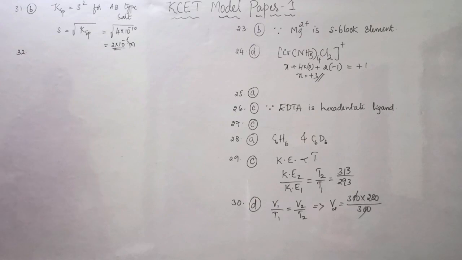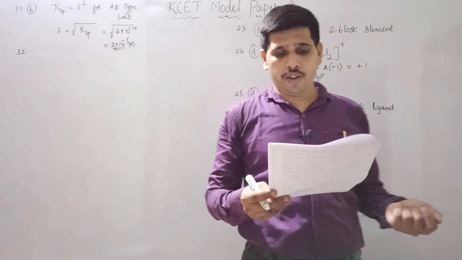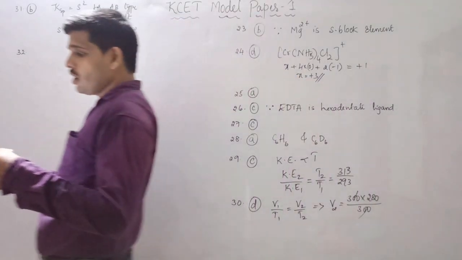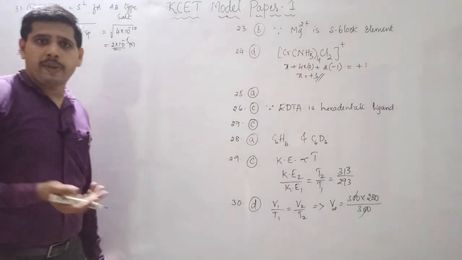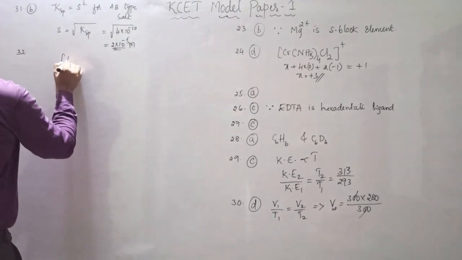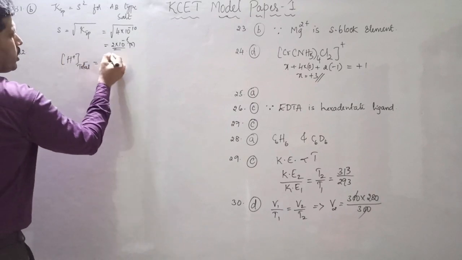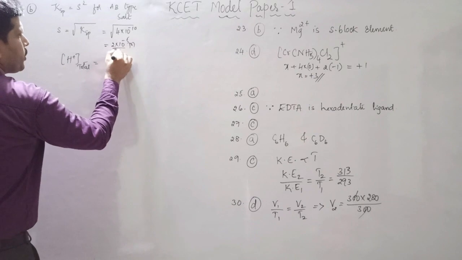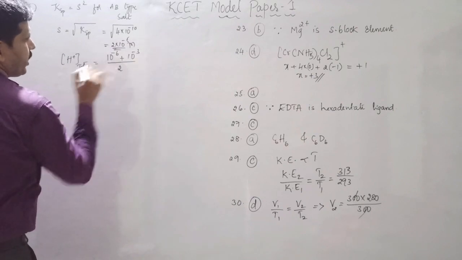32nd one. pH of the solution produced by mixing two solutions of different pH, pH 6 and pH 3. So what we want is the total H plus concentration in order to find out the mixture's pH. So let us find out H plus in total. Total equals what? pH 6 in the sense 10 to the power minus 6, pH 3 is 10 to the power minus 3, divided by average 2.